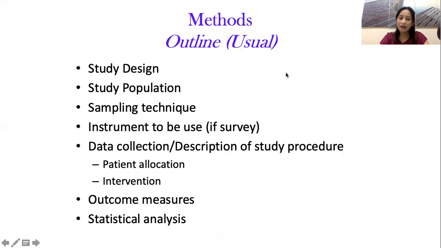So this is the usual outline, no? Of course, this is not written in stone again, but this is usually the standard flow depending on your study design. So first, you identify your study design, your study population, sampling technique, instruments to be used, especially if it's a survey or a key informant interview, or you're going to use a scale. Data collection, description of the study procedure, how you're going to allocate patients if you're going to do an RCT, and your intervention, outcome measures, and statistical analysis.